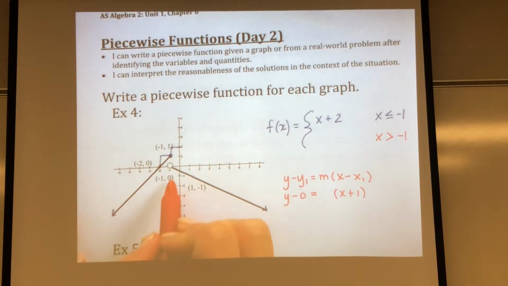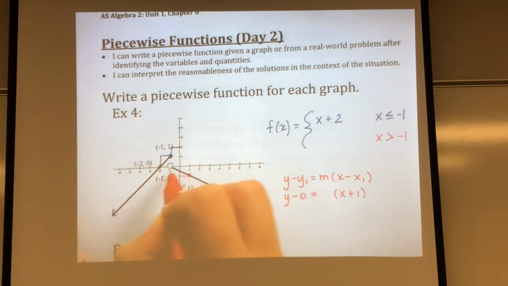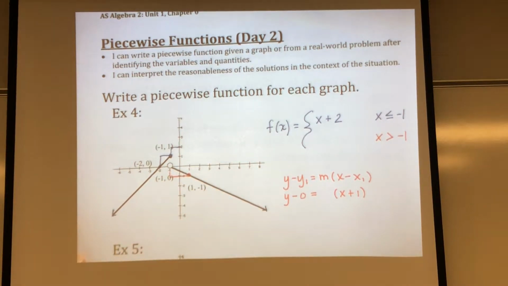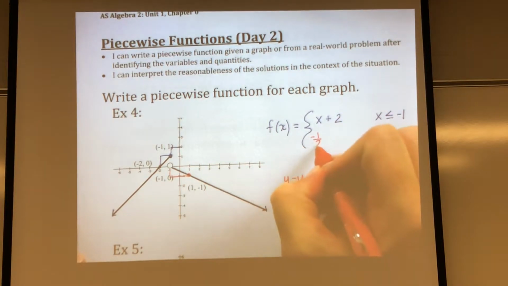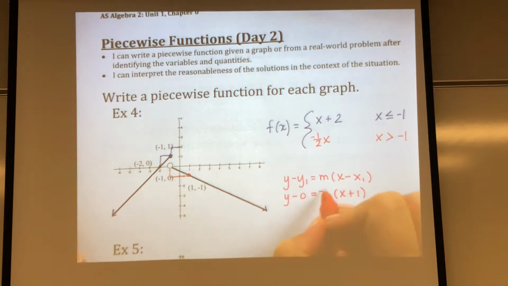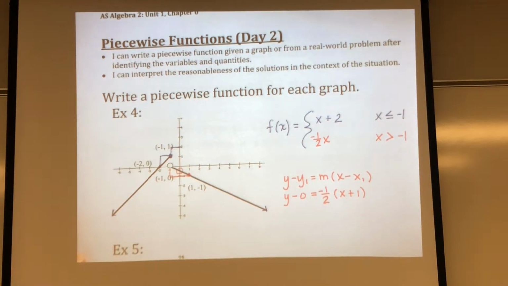So let's see, if we count from -1, 0, down to 1, -1, we'd go down 1 to the right 2. So down 1 to the right 2 tells us that we have a slope of -1/2. We have -1/2 as our slope. The only thing we can't really tell, and the reason why point slope is better to use on this than just looking at the graph, is we can't tell specifically where that's going to cross. But algebraically, we can figure it out.